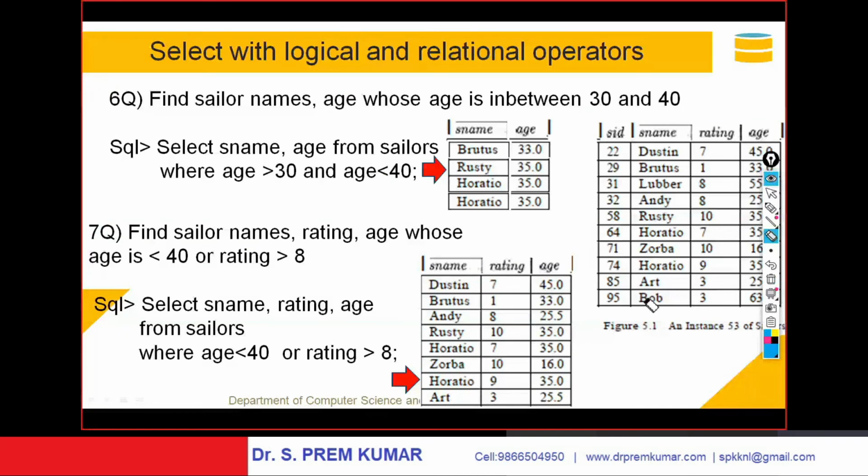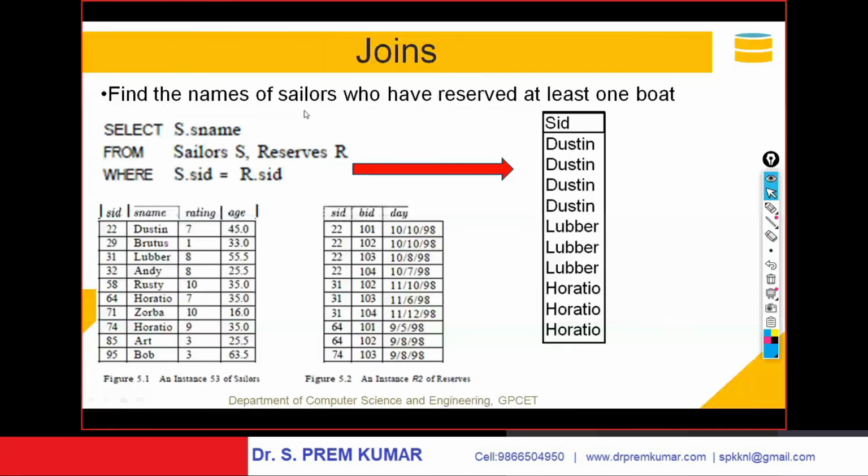Fine, I'm proceeding to the next one. Slowly I'm introducing joins. Already we discussed joins like conditional join, equi-join, natural join. I'm introducing the join operations. Find the names of sailors who have reserved at least one boat.